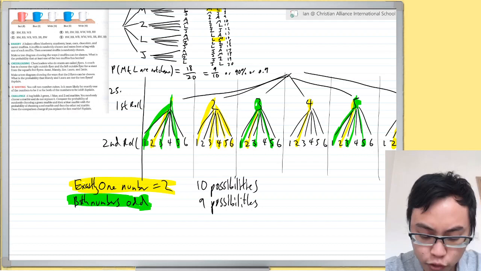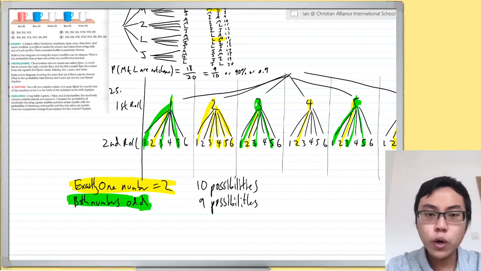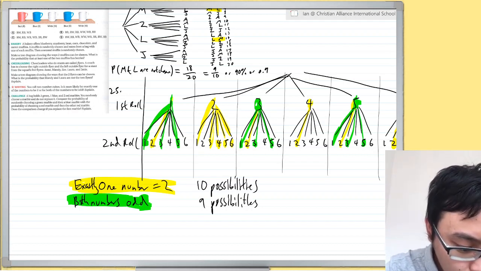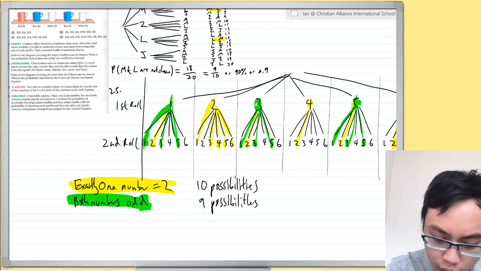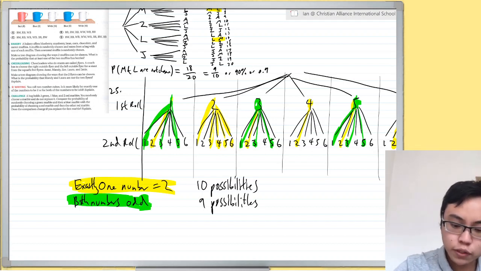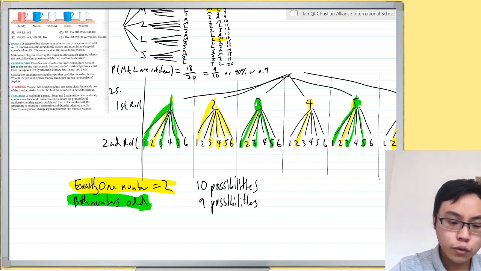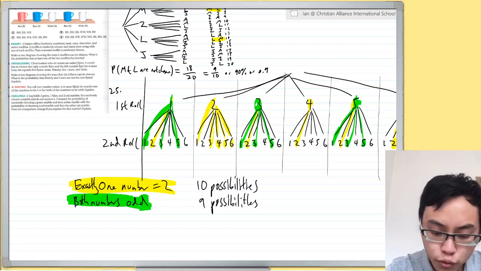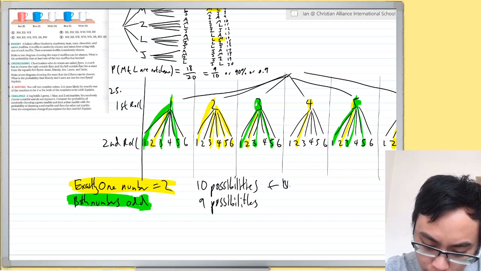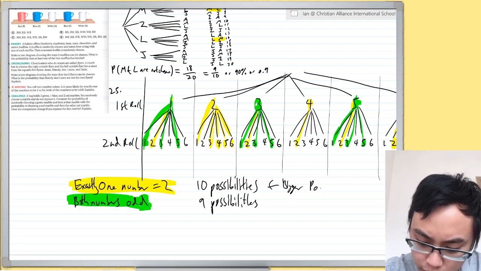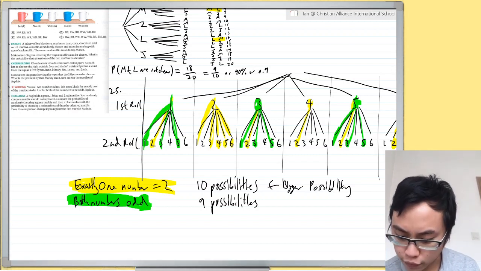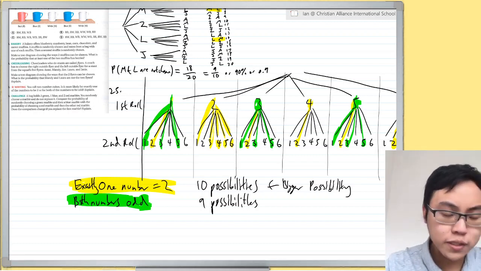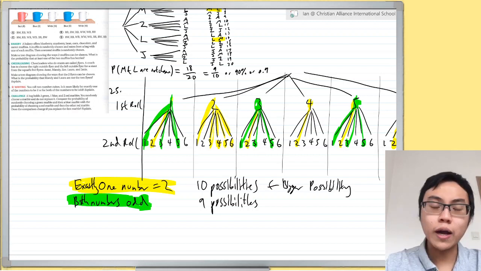And so we now compare which one is more likely. The one with the bigger number of possibilities. So 10 is bigger than 9. So exactly one number equal to 2 is the bigger possibility. Now I know my video is going over 20 minutes, so I'm going to stop here.